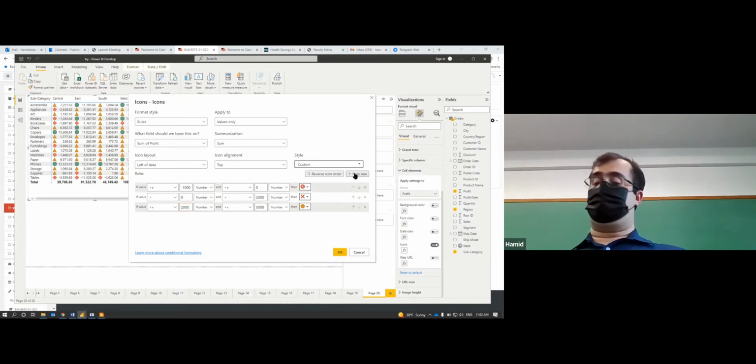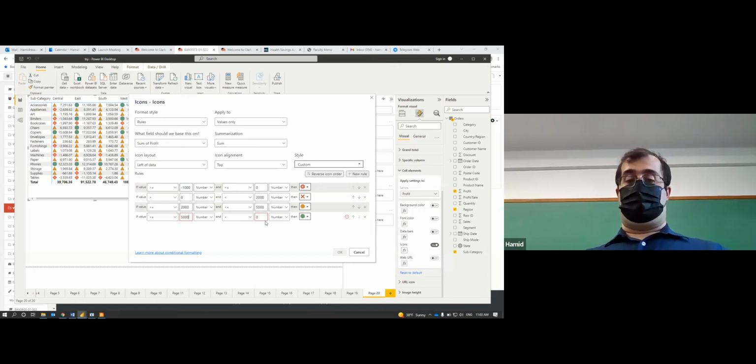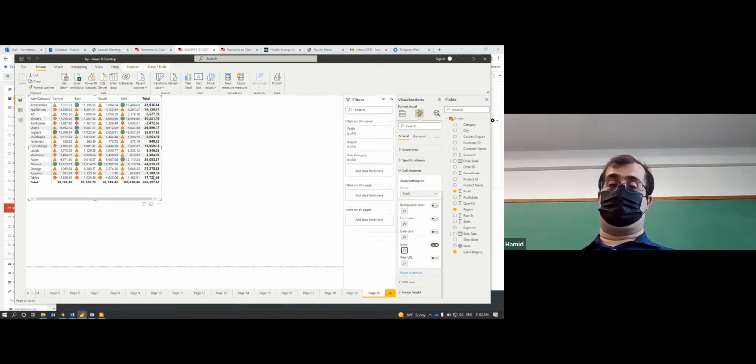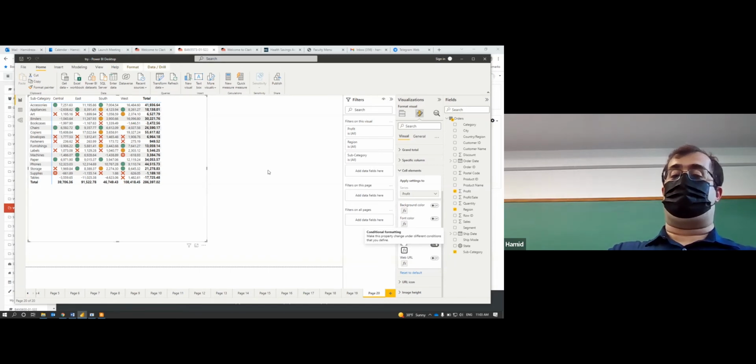So I need to add a new rule. Here I'm just saying that any number more than 5,000 and less than a very large number. Maybe I just put 10,000. I'm just saying positive infinity. So if I click on it, now you can see icons next to my cells. I identify the subcategories based on their value.